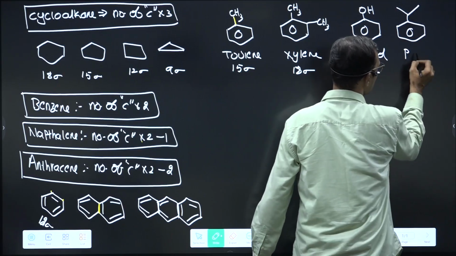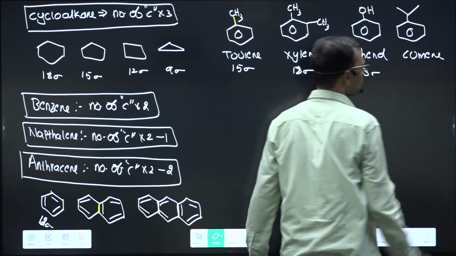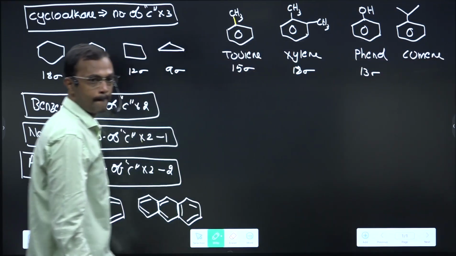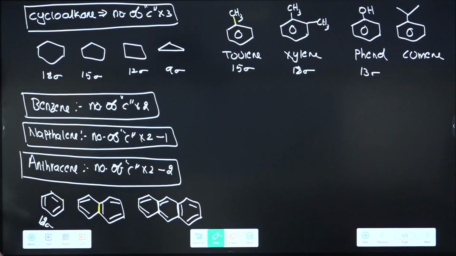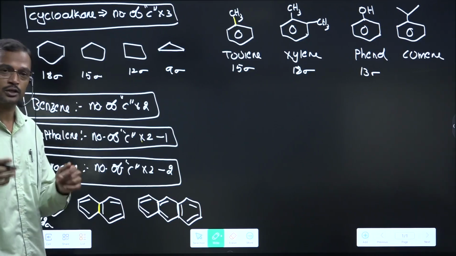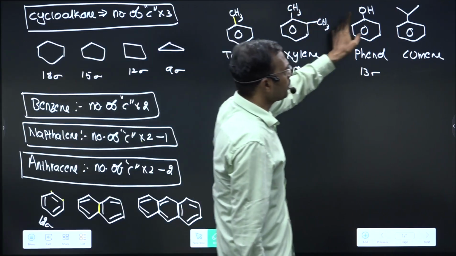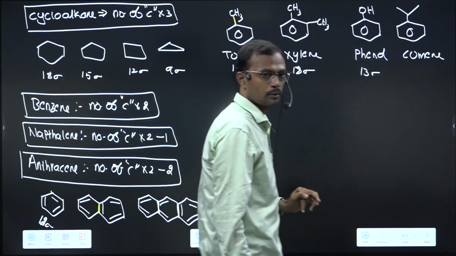This is cumene. How many sigma bonds in cumene? Find the number of sigma bonds in cumene. They will give the name, so be careful. The question is very easy, but if you don't know the structure, you will lose marks. That's why these questions are important. They will give the name like this.